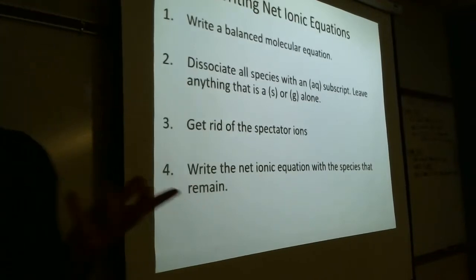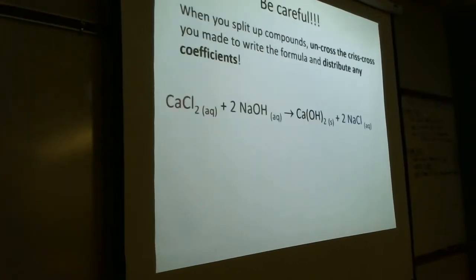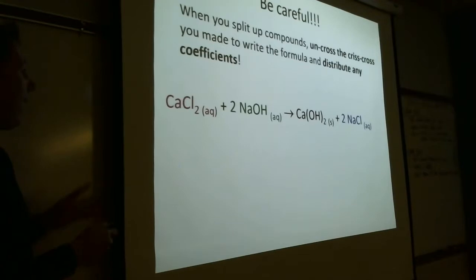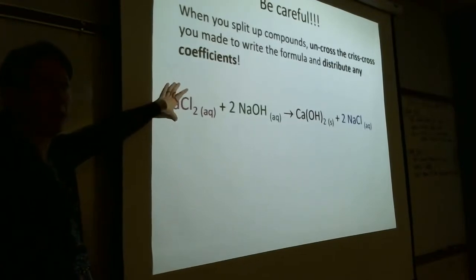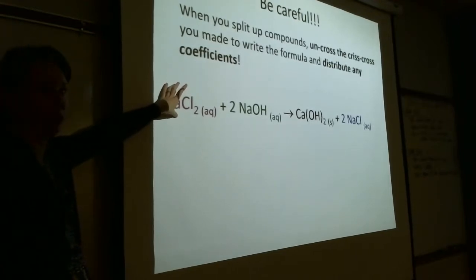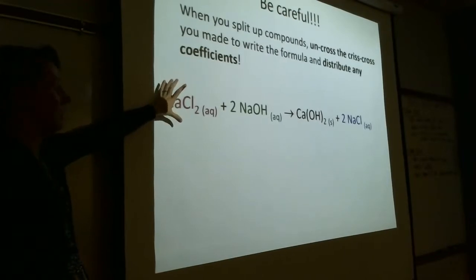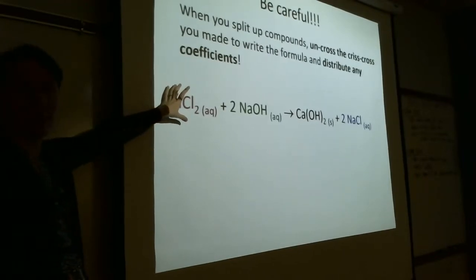Okay, let's go through a couple of things to watch out for. This is something that really gets a lot of students in trouble. If this is my molecular equation, calcium chloride plus NaOH, both of these are solutions, they're being combined and I get this precipitate, and then NaCl is also my other product. Let's go through how we would turn this molecular equation into a complete ionic equation, because my guess is you're probably going to make at least one of these mistakes.